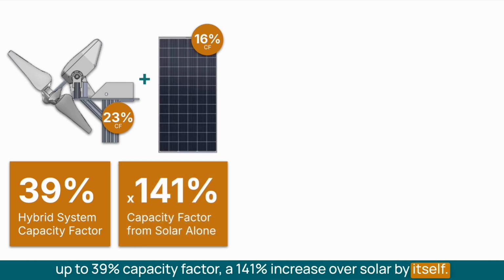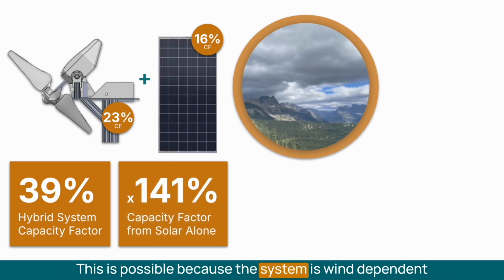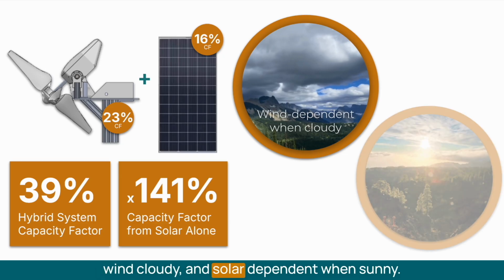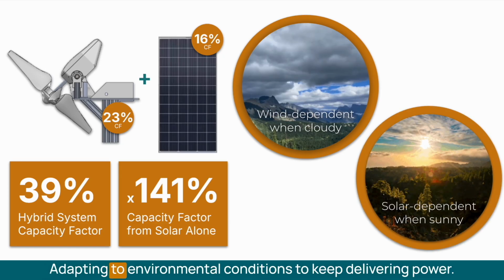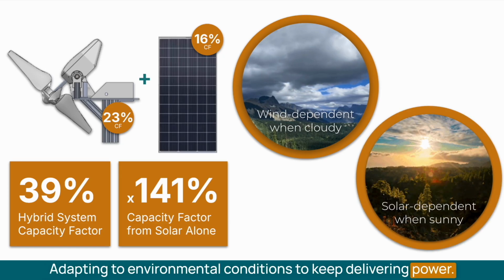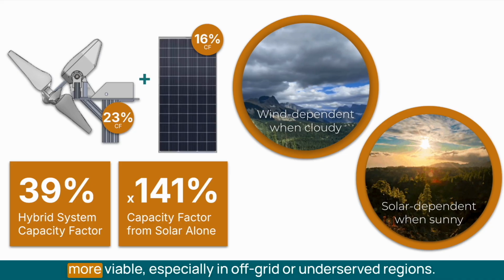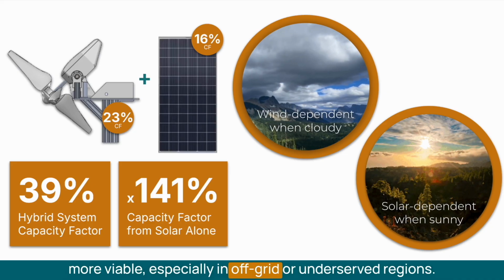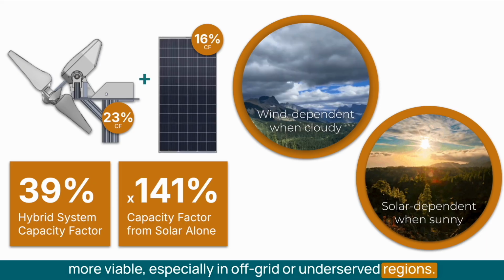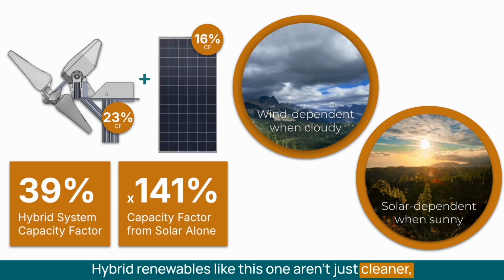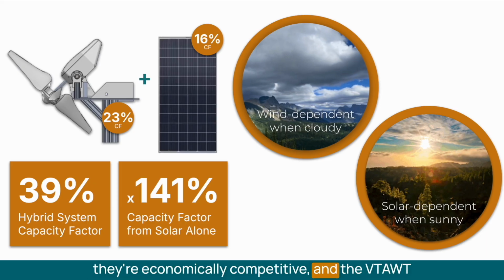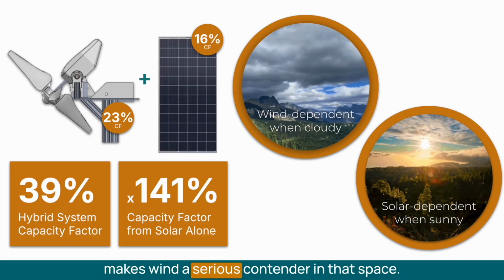over solar by itself. This is possible because the system is wind-dependent when cloudy and solar-dependent when sunny, adapting to environmental conditions to keep delivering power. This kind of flexibility makes decentralized generation much more viable, especially in off-grid or underserved regions. Hybrid renewables like this one aren't just cleaner, they're economically competitive. And the VTAWT makes wind a serious contender in that space.